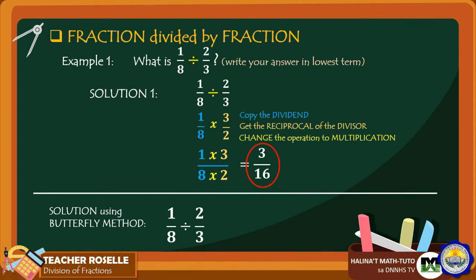Now, for our alternative solution, we will use the butterfly method. How do we do that? In dividing 1/8 by 2/3, just multiply 1 times 3, and that gives us 3. Write your answer on the numerator. After that, multiply 8 times 2, and we will get 16. Write 16 on the denominator. Therefore, the final answer is 3/16. It's up to you which method is easier and more convenient to use.